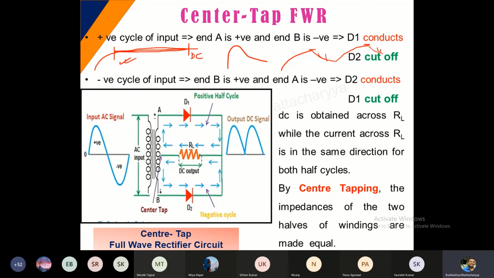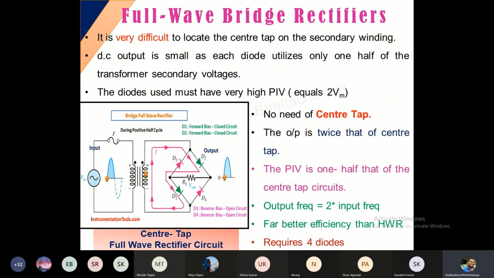So this is about the center tap. But as I said, there's a problem, which is reduced very much in this bridge rectifier circuit for full wave. You can observe it's a very nice illustration also. I think all of you must agree. You can see that this is the supply, and you can explain it on your own. When this supply is there, the arrangement is a little different.